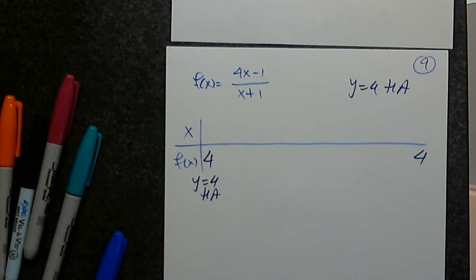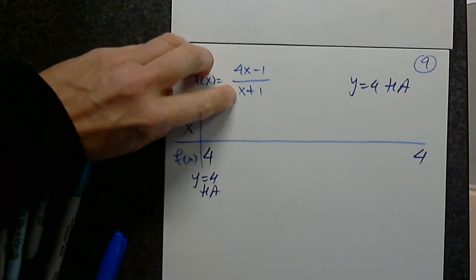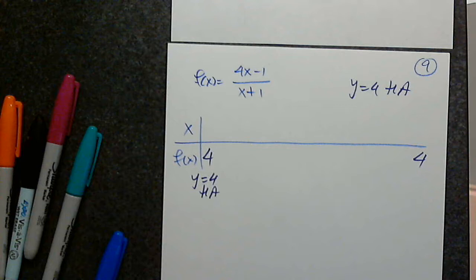Domain. Leading coefficient over the leading coefficient. That's the method for type 1. The other end should be 1.